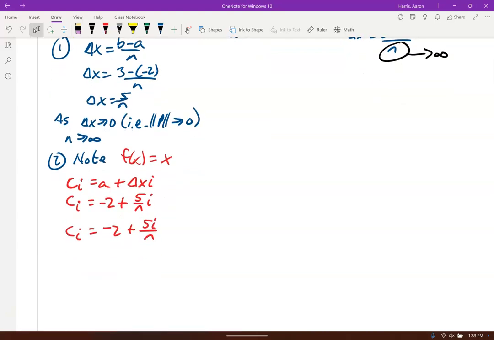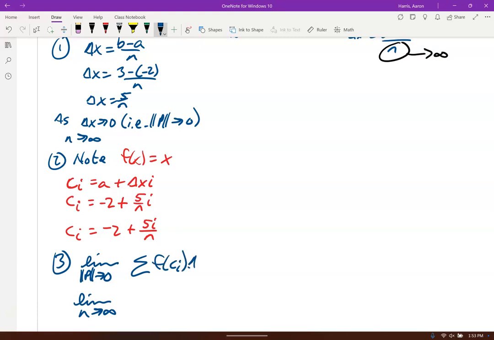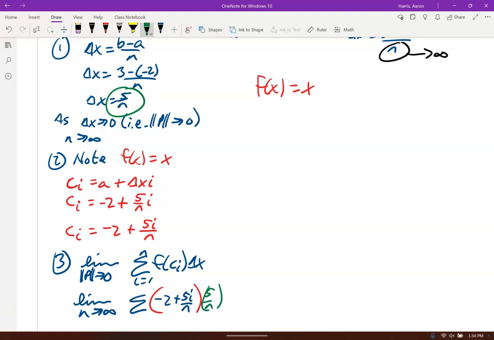Okay. So number 3 then, we would take the limit as the partition goes to 0. That's the same thing as the limit as n goes to infinity of the summation of f of ci delta x, i being 1 to n. So the summation of negative 2 plus 5i over n gets plugged into, remember our function was f of x equaling x, so this just gets plugged into x. So there it is. There's our f of x, which is x right there. And then our delta x is 5 over n. There's our delta x.